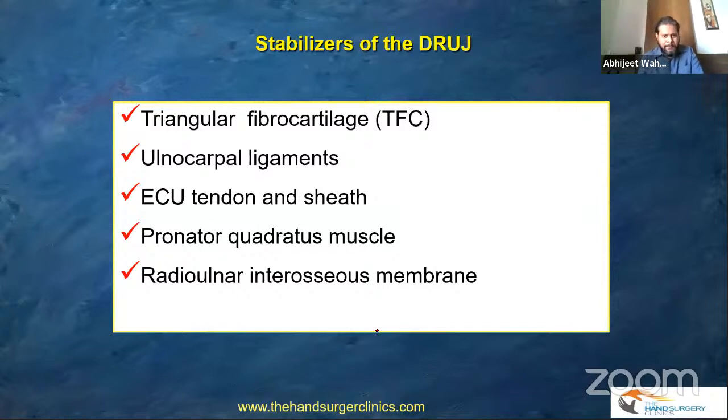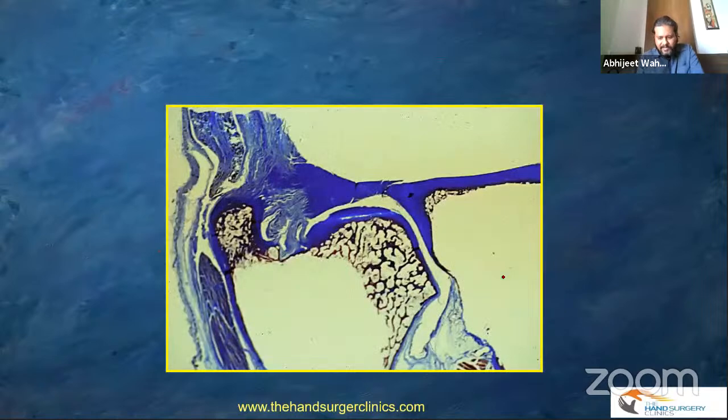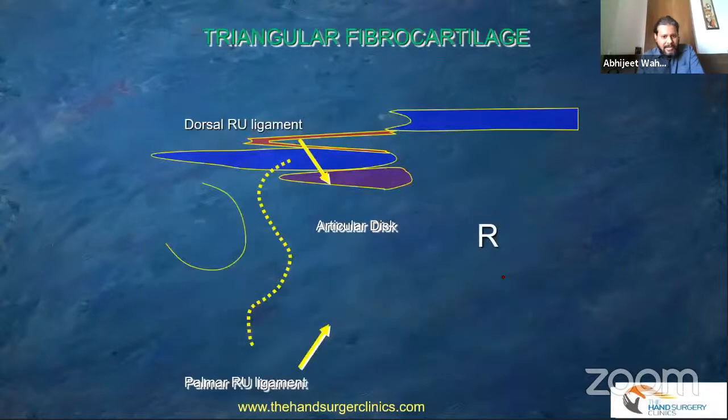So in summary, stabilizers of the DRUJ are denoted in this particular slide. They are the TFC, the ulnocarpal ligaments, the ECU tendon and the subsheath. The tendon is a dynamic stabilizer, the pronator quadratus muscle, the interosseous membrane, and the capsule that we talked about a little while ago. So let us understand the TFCC in a little bit more detail. We had already talked about this, showing the Sharpey's fibers as a very important contribution for radioulnar stability.